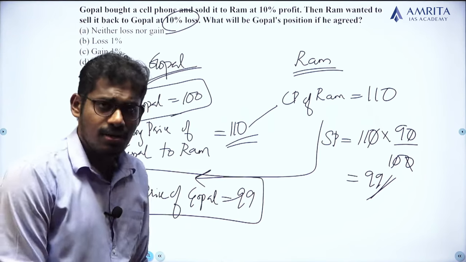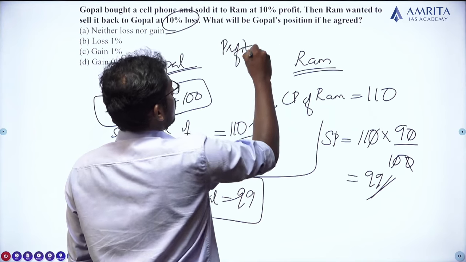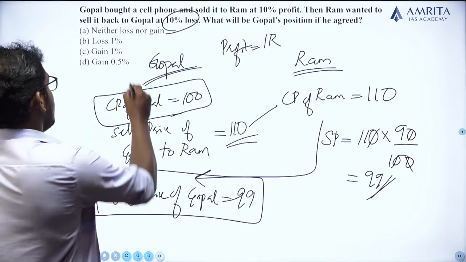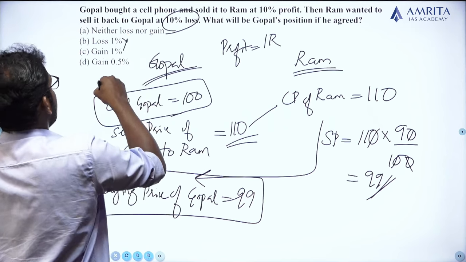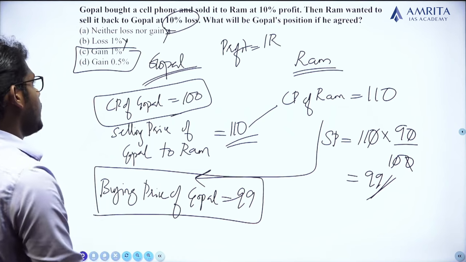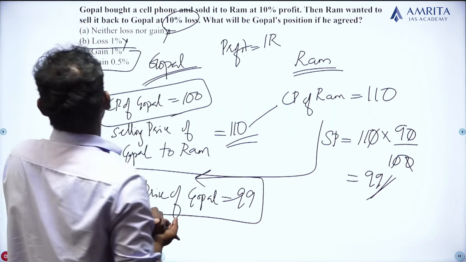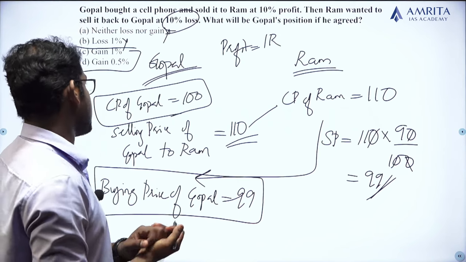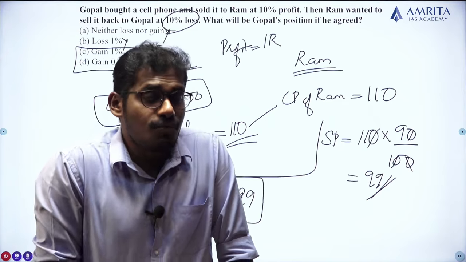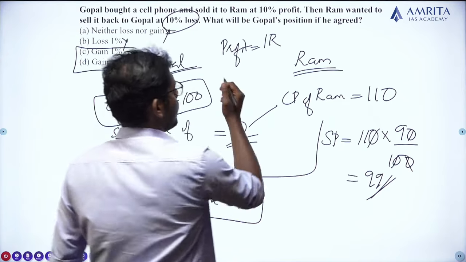There is a profit here, a profit of 1 rupee. Clear? So neither loss nor gain is out, and the option will be either C or D. Option C is a gain of 1%, option D is a gain of 0.5%. Now we have to find what actually is the percentage of gain here. It's easy to find.